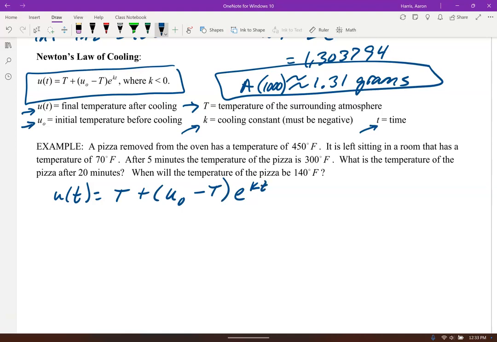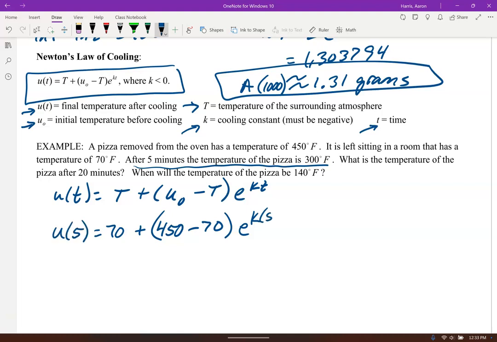Okay, so let's do this first example with our formula. A pizza is removed from the oven, has a temperature of 450 degrees. Okay, that's our u sub 0 is 450. It's left sitting in a room that has a temperature of 70. 70 is the surrounding medium. So eventually that pizza is going to be 70 degrees, but that's our capital T here. After 5 minutes, the temperature of the pizza is 300. After 5 minutes, so t is 5. Okay, so now we can solve for our cooling constant, our lowercase k here. And then we'll figure out what the temperature of the pizza is after 20 minutes, right?